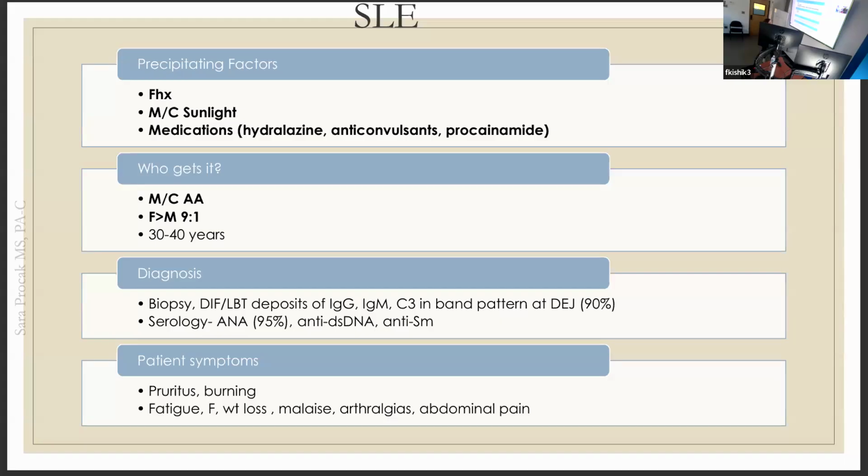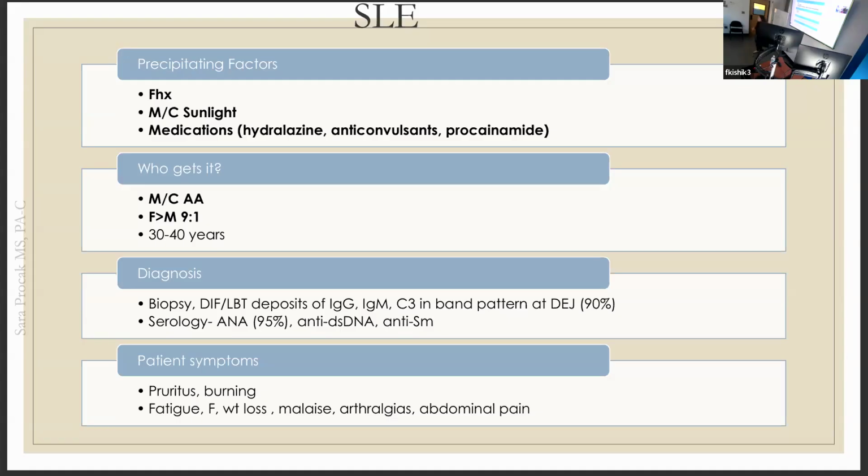Okay. You could do serology. So you could screen with an ANA. That's going to be positive about 95% of the time. But then you can also do more confirmatory tests like anti-double-stranded DNA or anti-Smith. This is additional blood work that's going to confirm that your patient has lupus. So you can start that in the dermatology office if you suspect it.